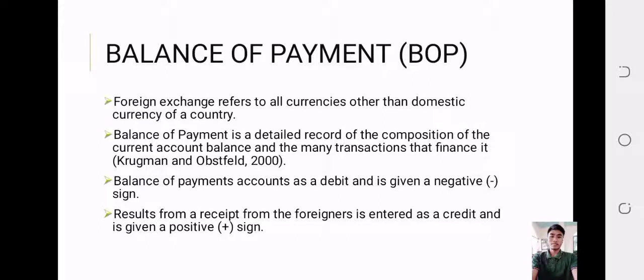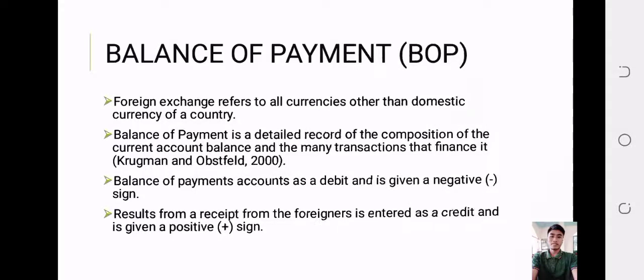Balance of payments, or BOP. Foreign exchange refers to all countries' currencies other than the domestic currency of a country. Balance of payments is a detailed record of the composition of the current account balance and the many transactions that finance it (Krugman and Obstfeld, 2000). In balance of payments accounts, a payment to foreigners is a debit and is given a negative sign. Receipts from foreigners are entered as a credit and given a positive sign.